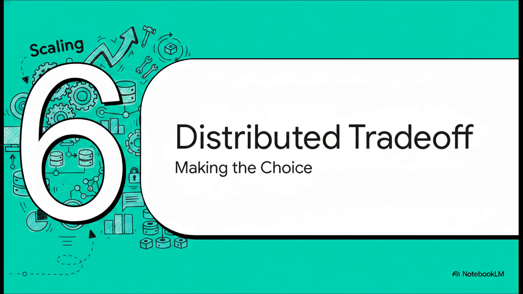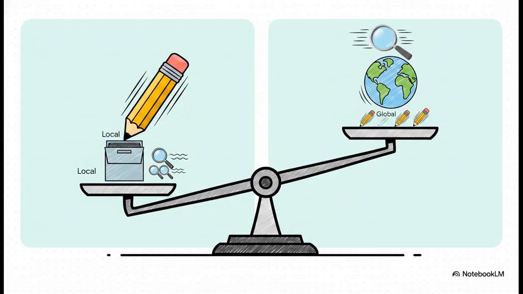Section 6, the distributed trade-off. Which brings our explainer to its synthesis and conclusion. Because every tool you use to scale data ultimately forces you into a corner where you just have to make a choice. Let's draw the ultimate comparison here.